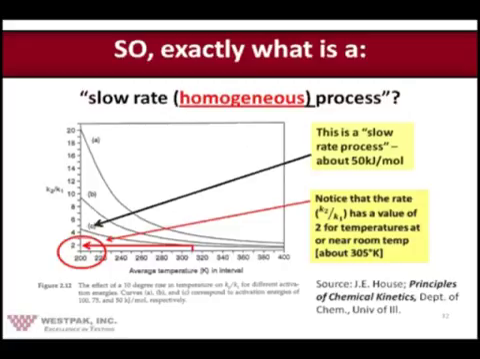Well, if you take the 50, which we're using as our baseline because it is a slow rate process, we can see that in the temperature range that we're interested in, which is about room temperature, here about 310 degrees Kelvin, which is very close to room temperature, this rate has a value of 2 for temperatures at or near room temperature, about 305 degrees Kelvin. So that is an independent confirmation of this Q10 value that Jorge mentioned earlier of 2.